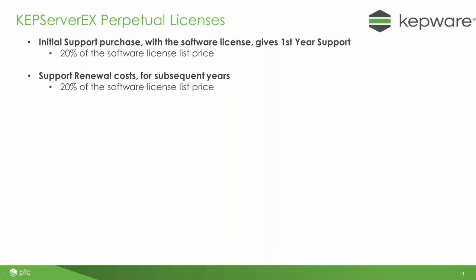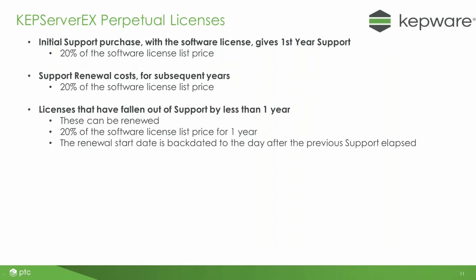Subsequent to that, to renew that, that's another 20%. So that's 20% of the software license list price. Now, if you have licenses which are out of support, and have been out of support for less than 1 year, then those can also be renewed. And again, it costs 20% of the license as you would for a fresh renewal. The renewal date, however, is backdated to the day after the previous support elapsed.